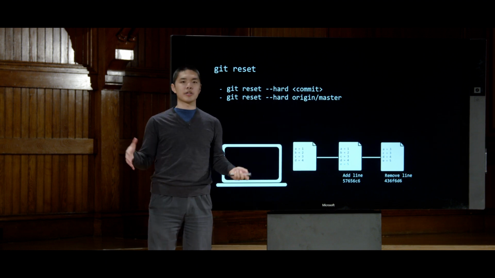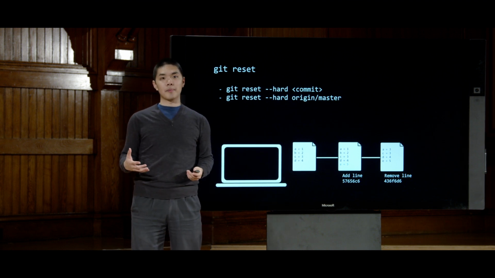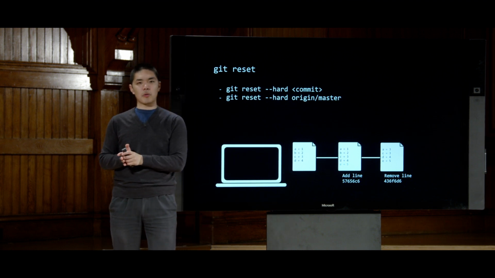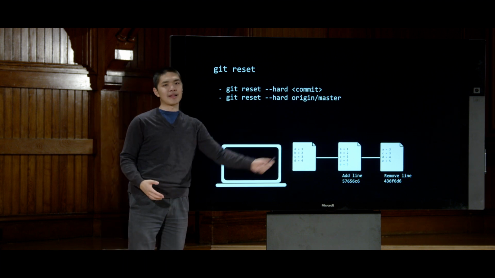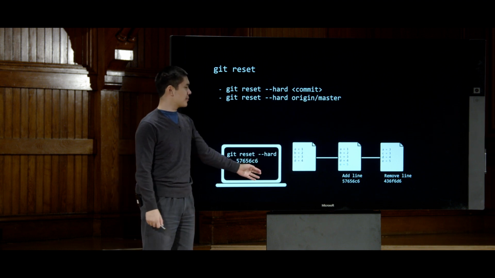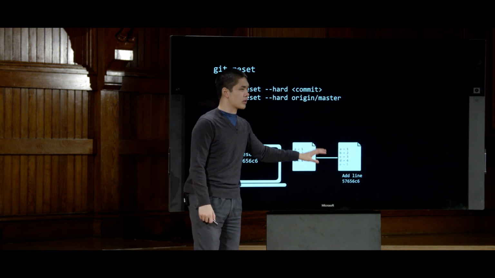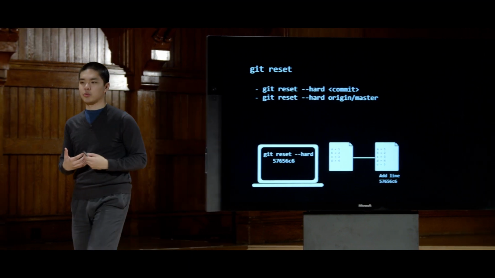Alternatively, I could say something like git reset --hard origin/master. And recall that origin/master is the version of my repository that's currently on GitHub. So if I want to take my current version of the repository and reset it back to whatever's on GitHub, then I can use a command like this in order to do so. So you run git reset followed by a commit hash, and that will reset the current state of your repository back to whatever state it was in previously.